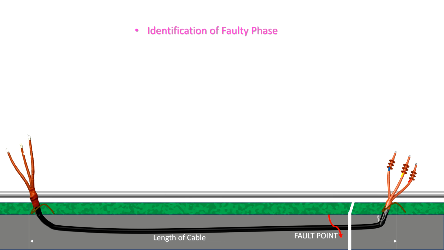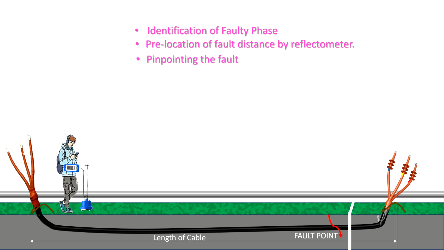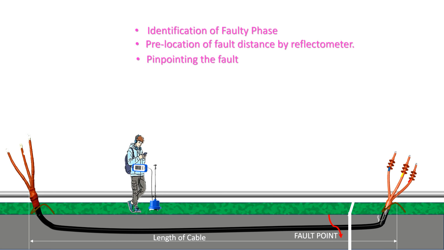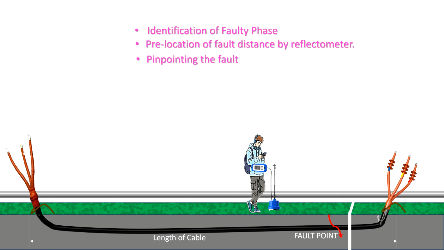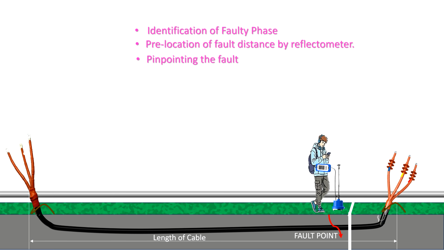In this testing process, we shall first identify the faulty conductor phase of the cable. Then we shall prelocate the fault distance, and third, we pinpoint the actual fault point of the cable. After pinpointing the fault, the repair team will dig the earth and rectify the fault.